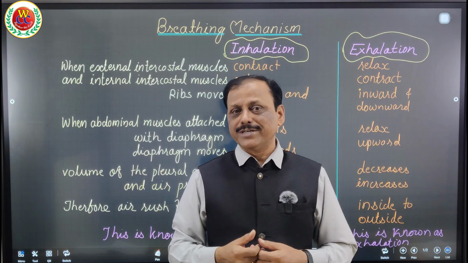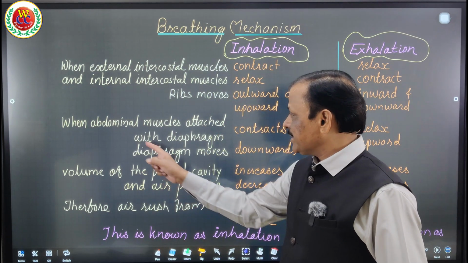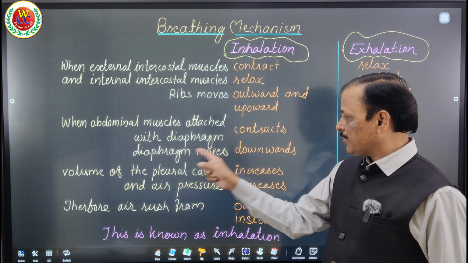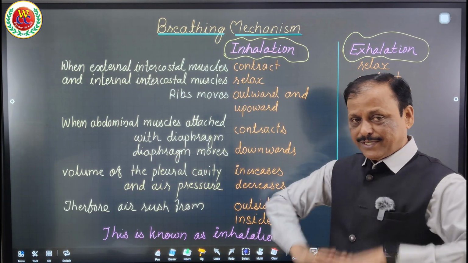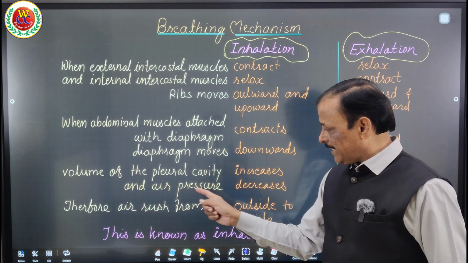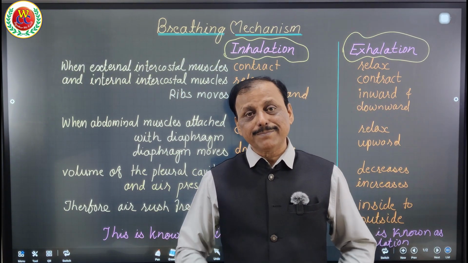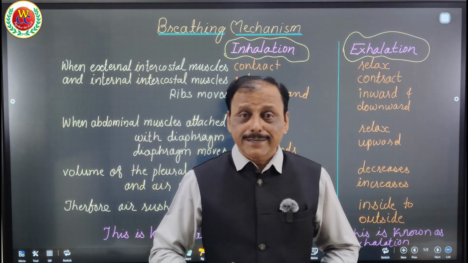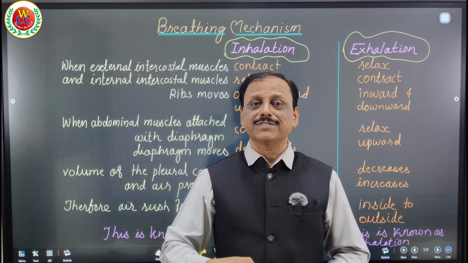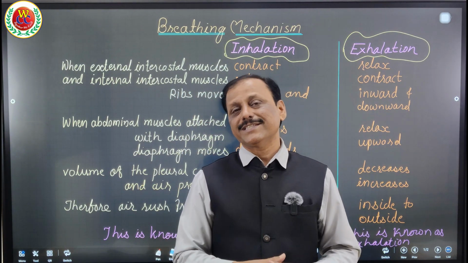When the diaphragm muscles contract, the dome-shaped diaphragm gets flat. Once again, when abdominal muscles contract with the diaphragm, the diaphragm moves downward, and hence the volume of the pleural cavity increases and air pressure decreases. When volume increases, naturally air pressure decreases. The decrease in air pressure enables air to rush from high concentration to low concentration, from outside to inside, and that is known as inhalation.